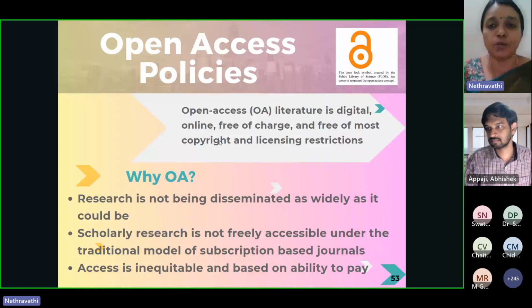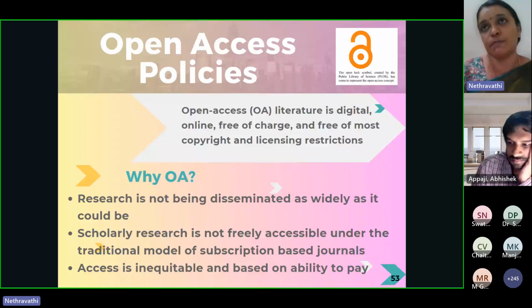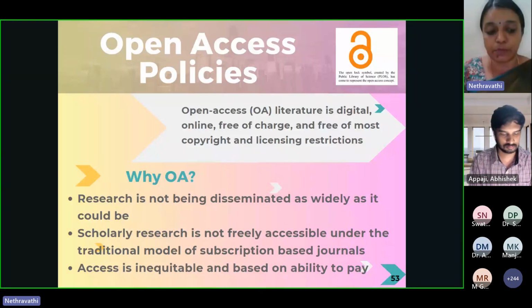And why do we need to go ahead and publish in open access journals? Because of these reasons. Research is not being disseminated as widely as it could be, and that means it is not reachable to everyone. If we publish in a subscription based journal, others cannot download it. Even I cannot download my own paper. They'll give access for a few days, and after that I cannot download my own paper in that subscription based journal. So that will limit the visibility, and that will limit the usability ultimately.